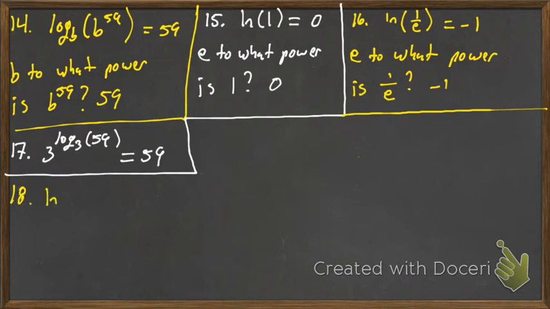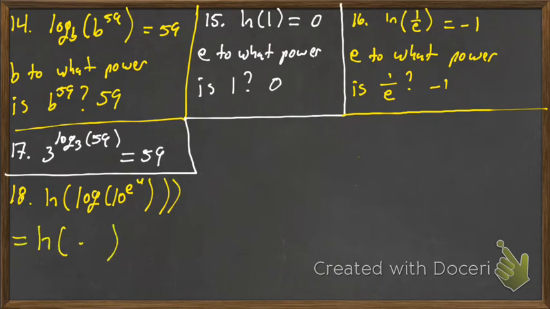And one more. How about the natural log of the log base 10 of 10 to the 4th? First thing that's going to happen is log and 10 are going to absorb. And so we're going to be left with natural log of e to the 4th. And then the natural log and the e are going to absorb, and we're going to be left with 4.